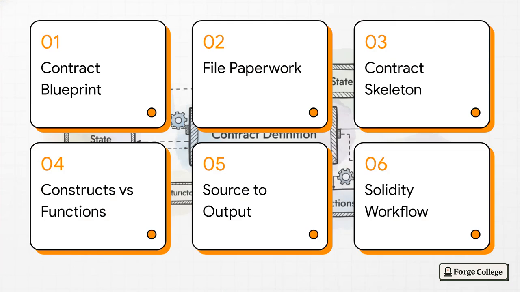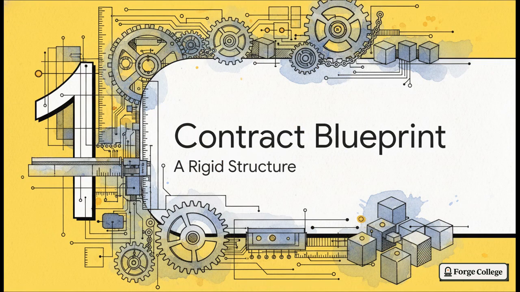Here's our schematic index for today. We'll be looking at the smart contract blueprint, top-level file paperwork, drafting the contract skeleton, constructors versus functions, moving from source to output, and finally, your Solidity workflow. Let's get to work. Section 1. The Smart Contract Blueprint, a rigid structure.